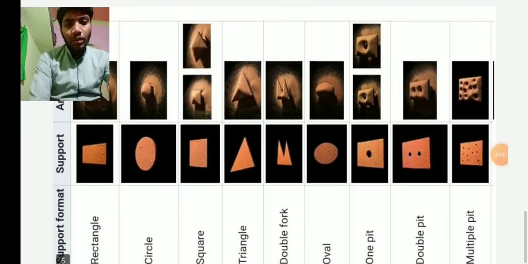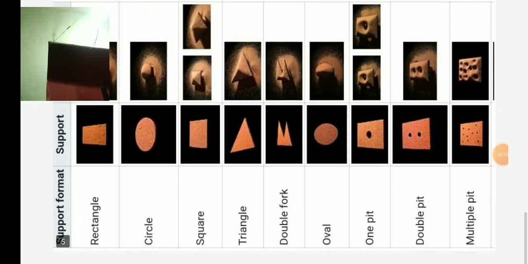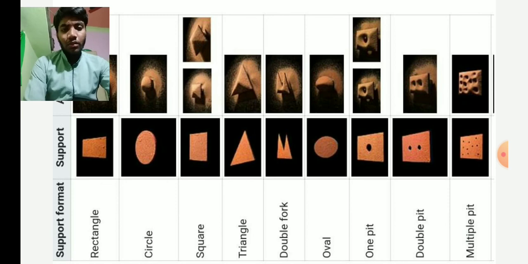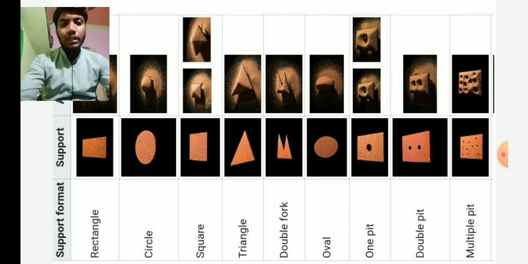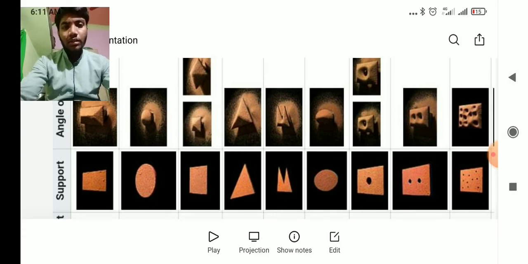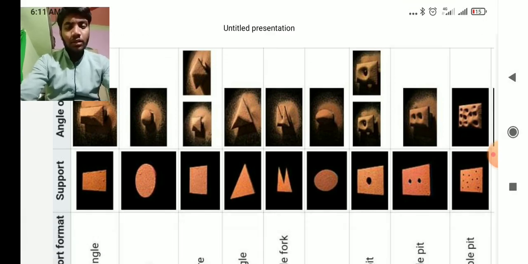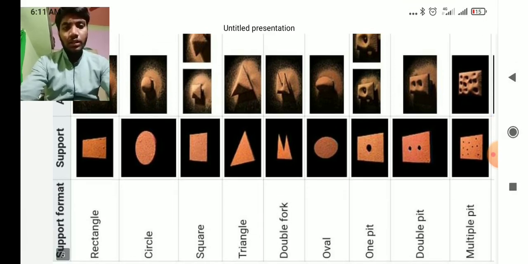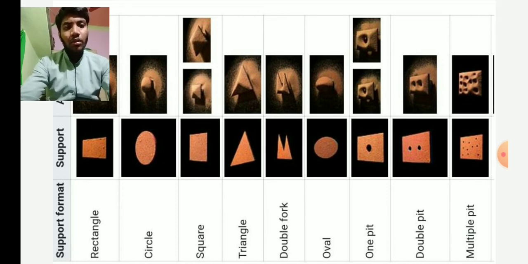Moving further, we can see that using a rectangular plane we get this steepest slope. Using circle, square, triangle, double fold and so on, these are the pictures here.